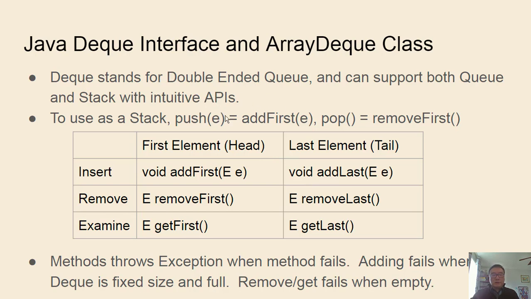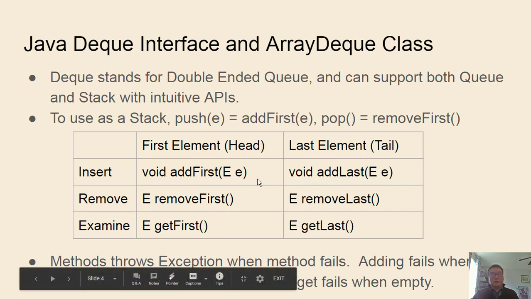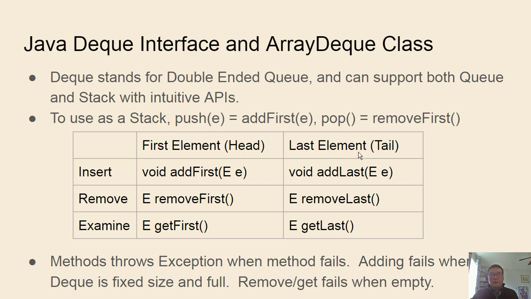So let's see. The main interface is: you can add an element at the beginning, addFirst, and you can also removeFirst. You can getFirst, so extract the element without removing it. And similarly, you can addLast, removeLast, and getLast. And these methods will throw an exception when the methods fail.